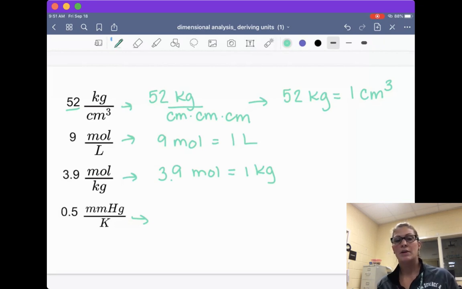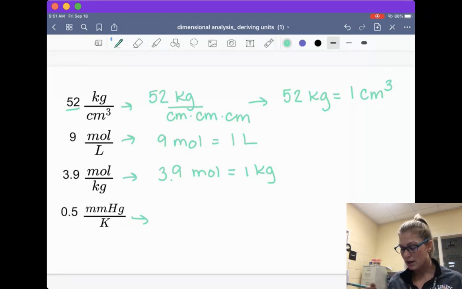So here we have millimeters of mercury per Kelvin. Kelvin is a temperature unit we use in chemistry. We don't use Celsius very often, and we don't use Fahrenheit very often, because Kelvin is based off absolute zero. We're going to get into that again during the gas laws, but it's a temperature unit. So we're looking at the air pressure per the temperature. And again, this two-dimensional unit tells us something that allows us to make predictions for values that are not physically written down.